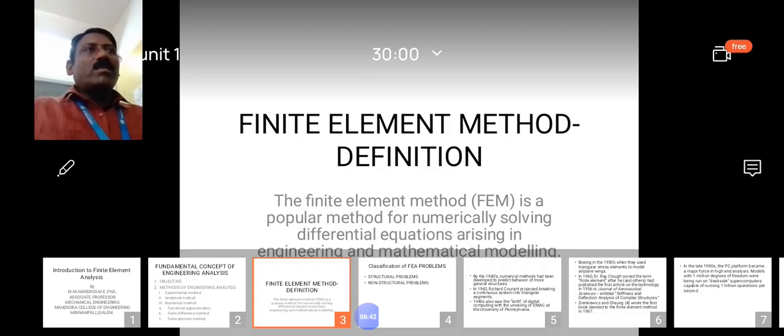This finite element method is used to solve physical problems involving complicated geometries, loadings and material properties which cannot be solved by the analytical method. This method is extensively used in the fields of structural mechanics, fluid mechanics, heat transfer, mass transfer, and electric and magnetic field problems. This is the main application of the finite element method.